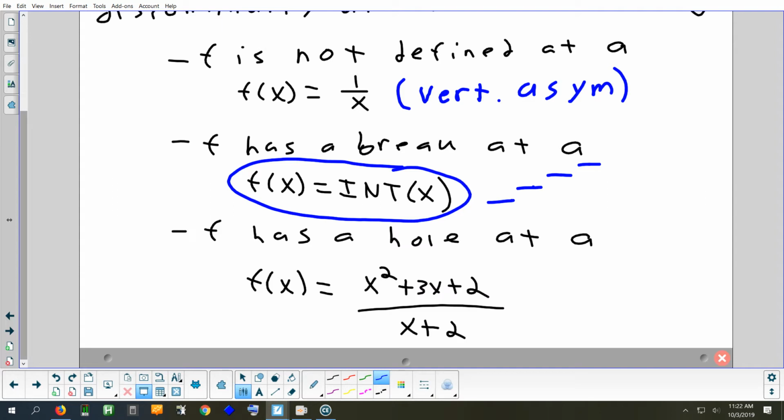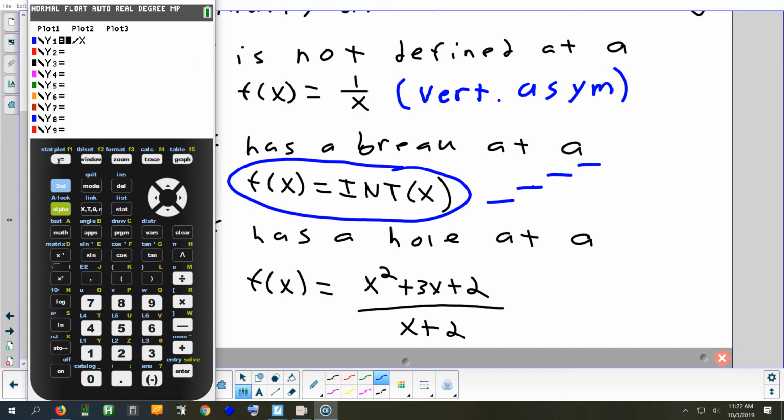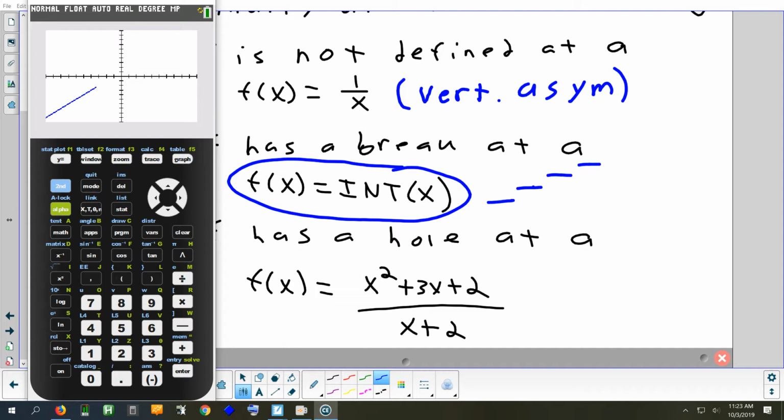And let's look at this one. This graph has a hole in it. Let's graph it and see what it looks like. So it's x squared plus 3x plus 2, and it's divided by x plus 2. Okay, so this graph is going to have a hole. Okay, does everybody see the hole?